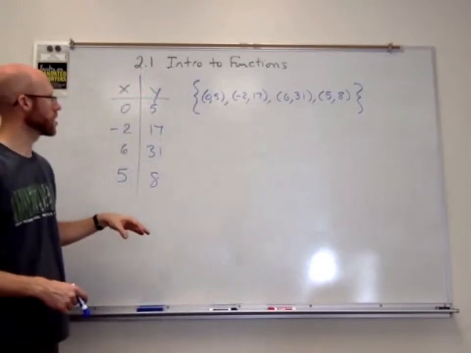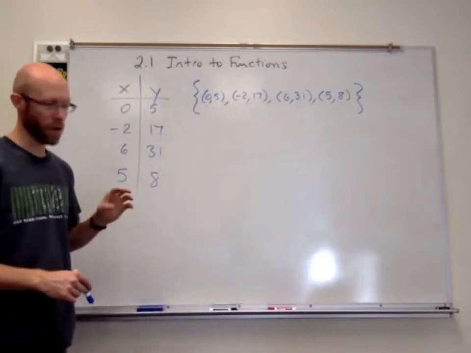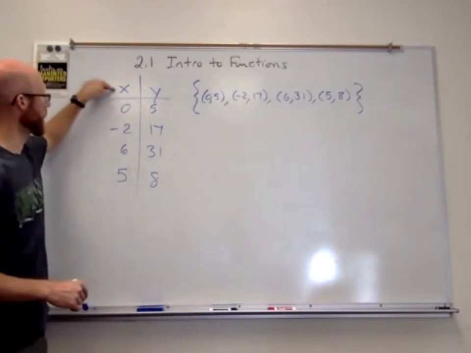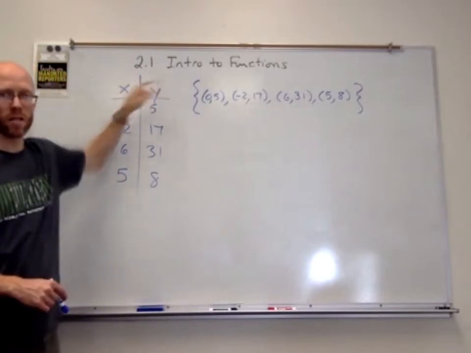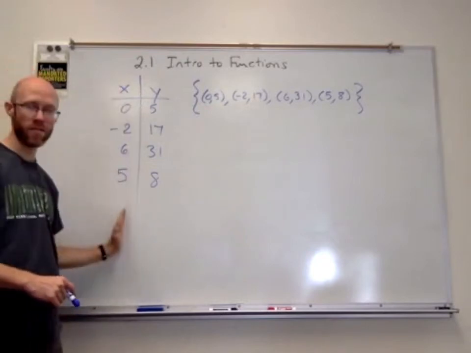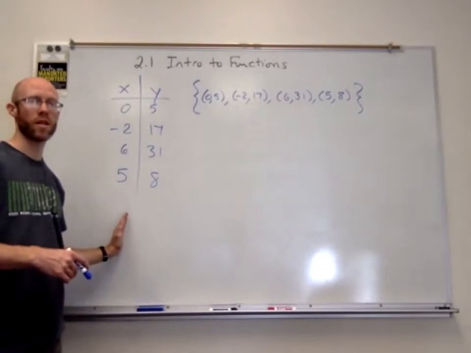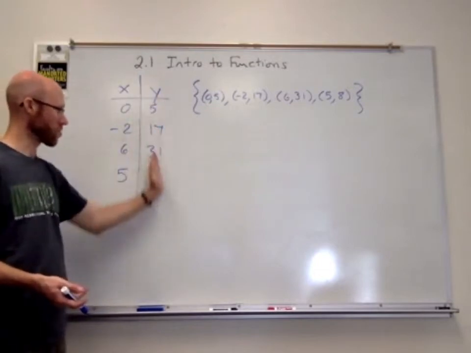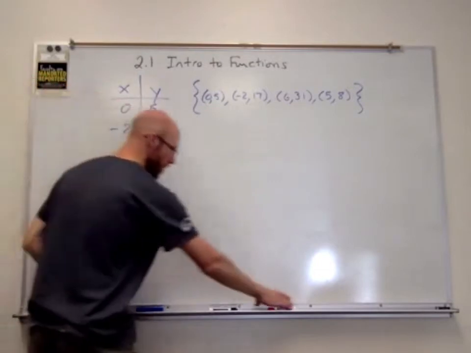Okay, so what I wanted to mention then is that the x is the independent variable, the y is the dependent, and the x values, all the values on the left side of this table, represent the domain. All the values on the right side represent the range.